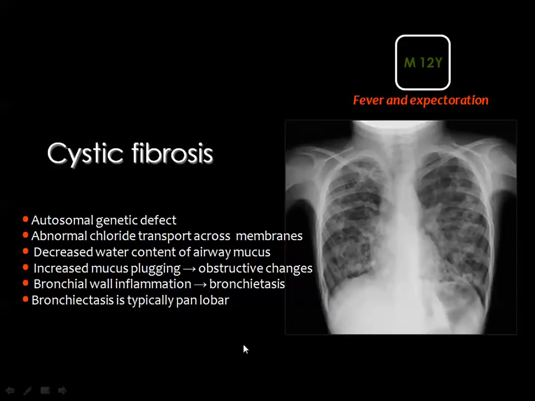And this will result in the decreased water content of the airway mucus, and then the mucus will be viscid. And this disease was previously known as mucoviscidosis due to the presence of the viscid mucus in the respiratory tract, and this mucus may result in plugs which can obstruct the bronchi. And after bronchial obstruction, there may be some inflammatory changes in the wall of the bronchi resulting in bronchiectasis.